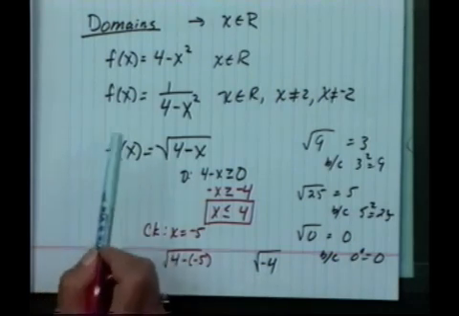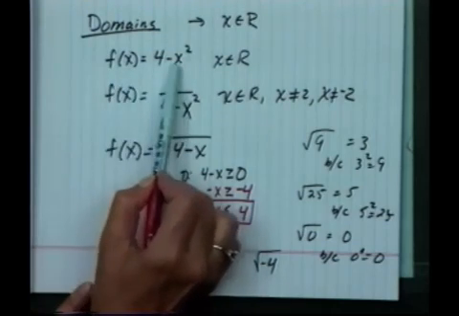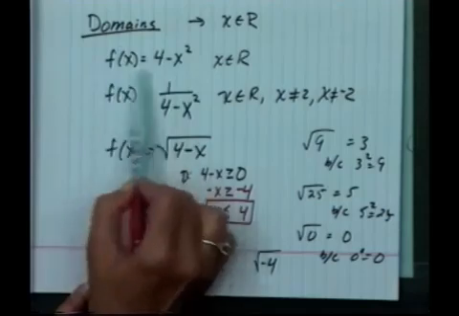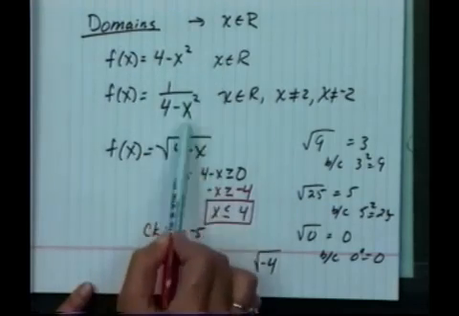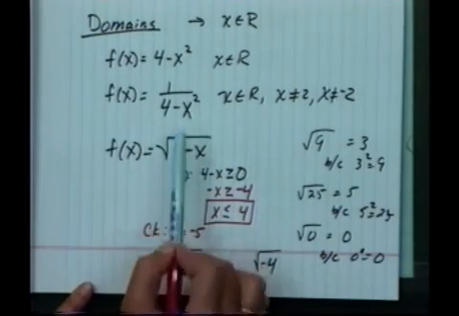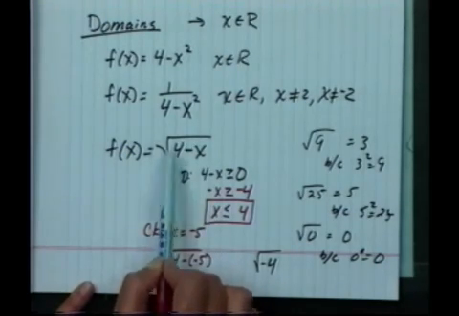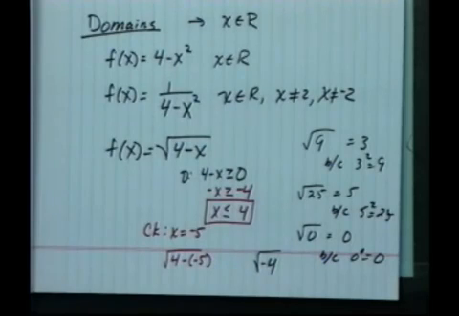The three examples are, for domains generally, if you can substitute in any value for x and you get a real number, that's it. You have to watch out for division by zeros, and you have to watch out for negatives underneath the radical. Those are your three cases basically for working with domains. Anybody have questions on that?